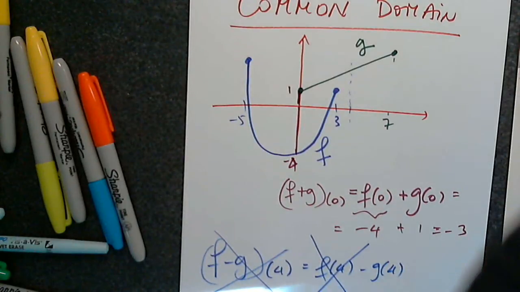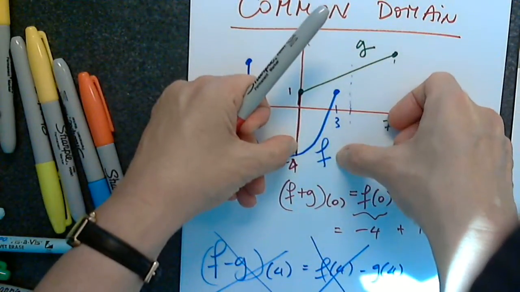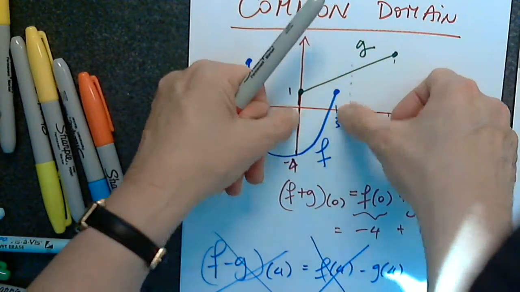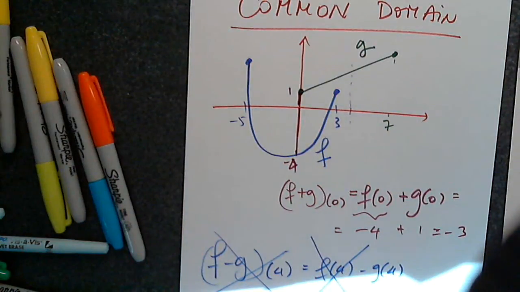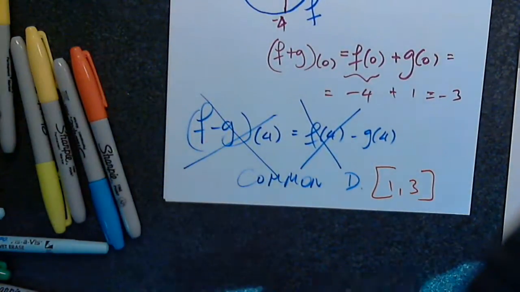Where is the common domain? Exactly, between 0 and 3. That's where both functions exist. If I ask you anything outside of this, you're not going to be able to determine one or the other or both. So the common domain for this is 0, 3.